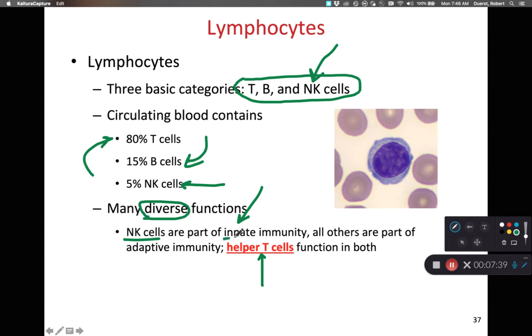So the helper T cell, which we haven't talked about in a lot of detail, is a crossover cell type. It's both part of the non-specific immune system and the specific immune system, or the non-adaptive and the adaptive immune systems.